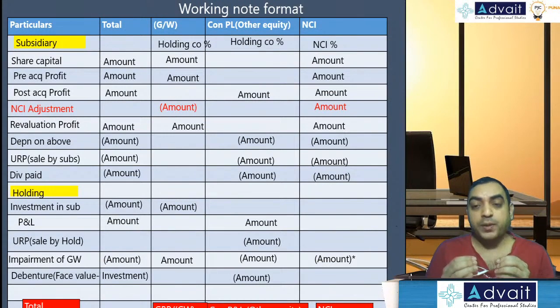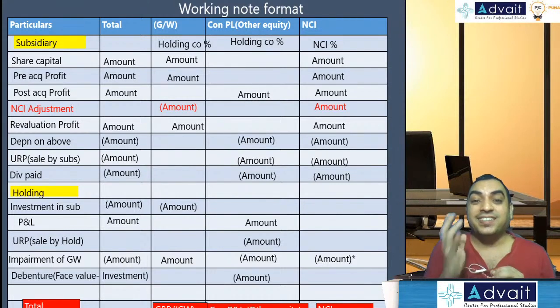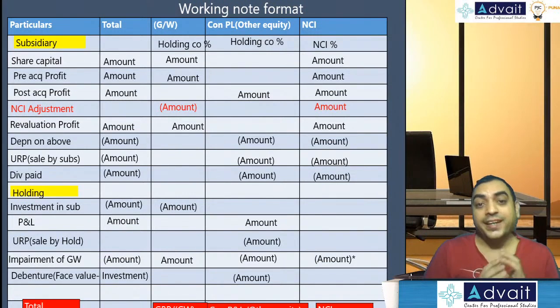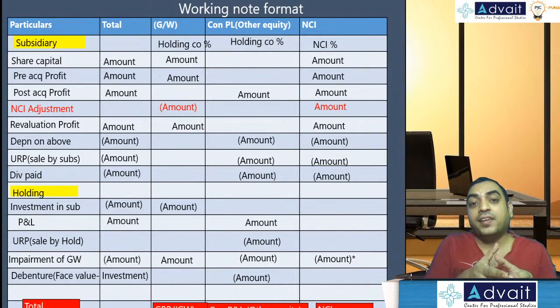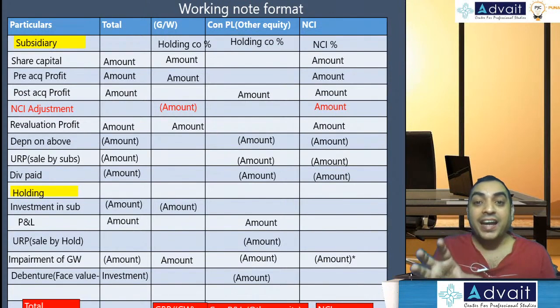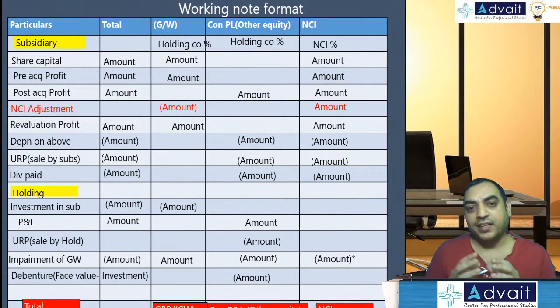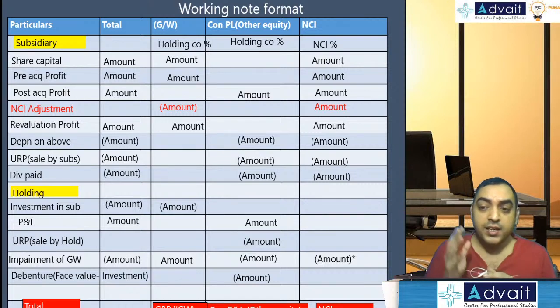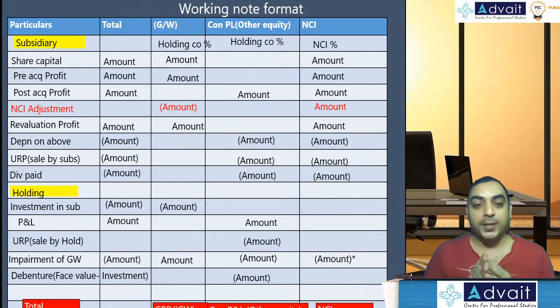Then NCI adjustment is done whenever the entity elects to value NCI on a fair value basis. We compare the proportionate value of the net assets related to NCI with the fair value. If the fair value is high, we will add in the NCI column and we subtract in the goodwill column, and vice versa. Many of you requested a problem in this case. I will be solving it as well, in the chain holding.